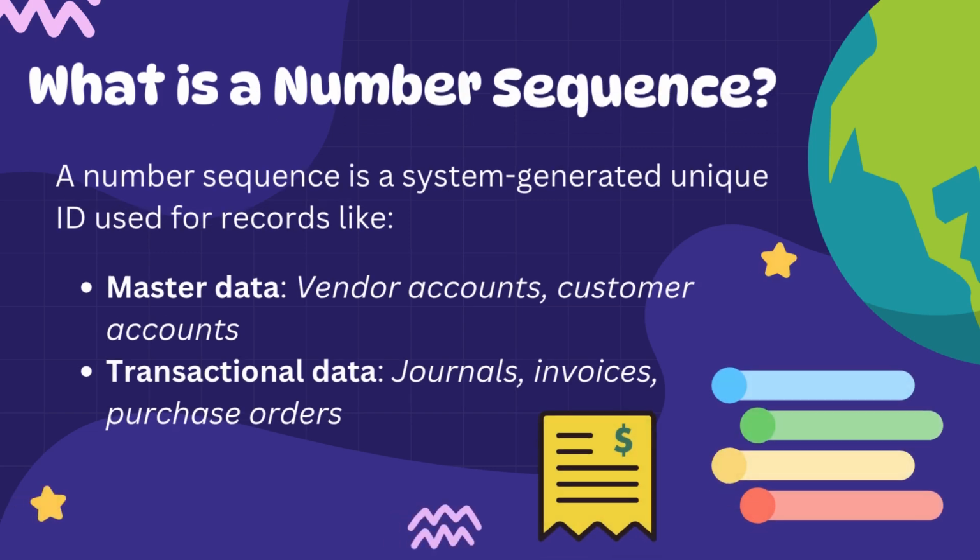What is a number sequence? A number sequence is a system-generated unique ID used for records like master data, like vendor accounts, customer accounts, and transactional data, like journals, invoices, purchase orders. Whenever you create these records, the system uses number sequences to assign a unique ID based on a predefined format. Microsoft has already mapped these needs into what we call references, which are categorized by modules, like accounts payable, accounts receivable, etc.